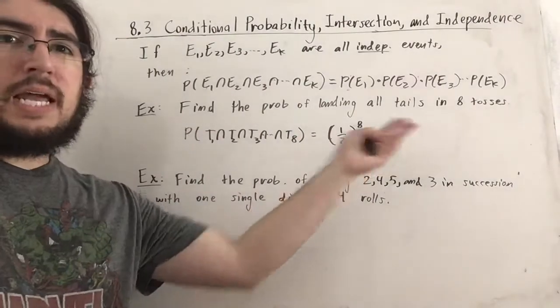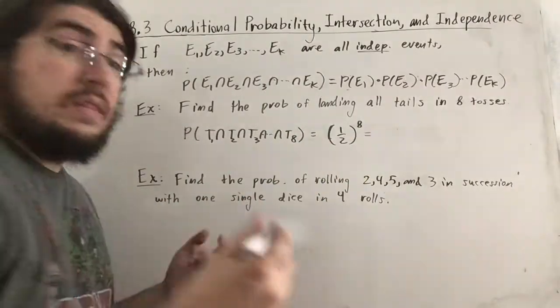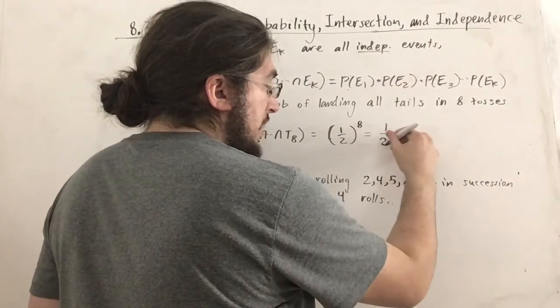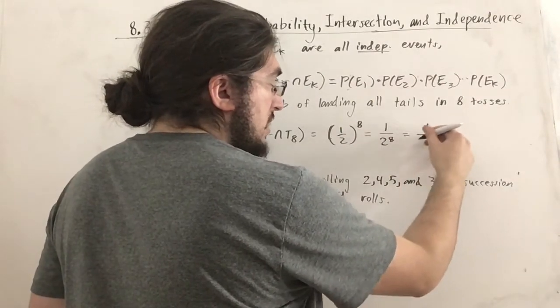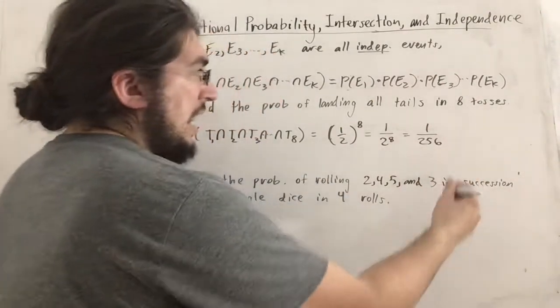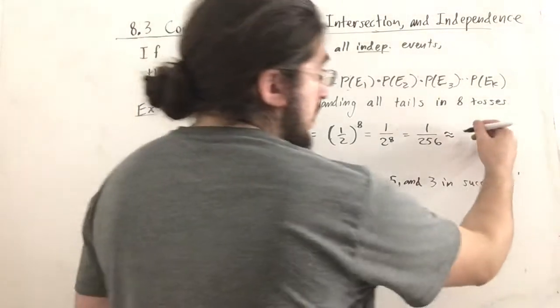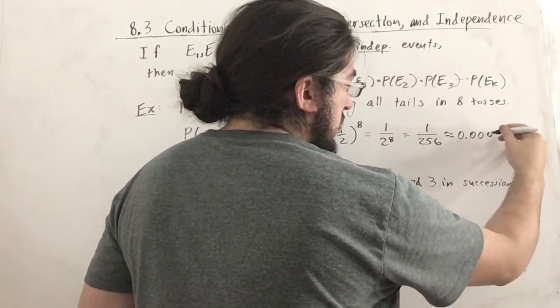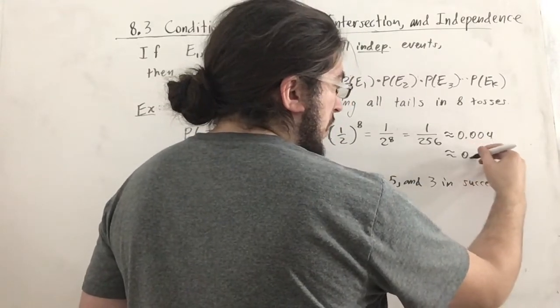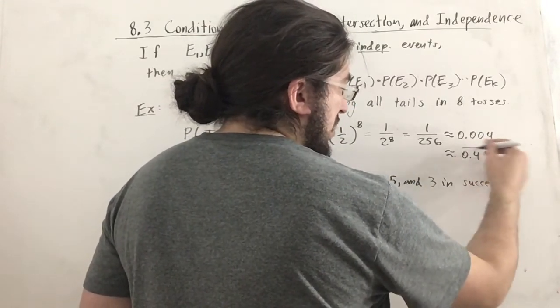But if they're all the same, then we can definitely pull off this trick. This is the same as 1 over 2 to the 8th. 2 to the 8th is 256. And this is approximately 0.0039, so we can round it to 4, which is about 0.4%. So it's pretty low.